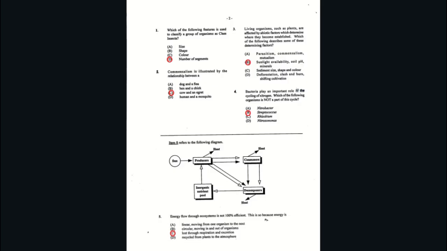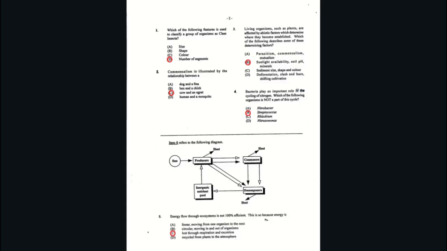So, let's start with number one. Number one says, which of the following features is used to classify a group of organisms as class Insecta? A says size, B says shape, C says color, and D says number of segments, right? So D is the correct answer, number of segments.